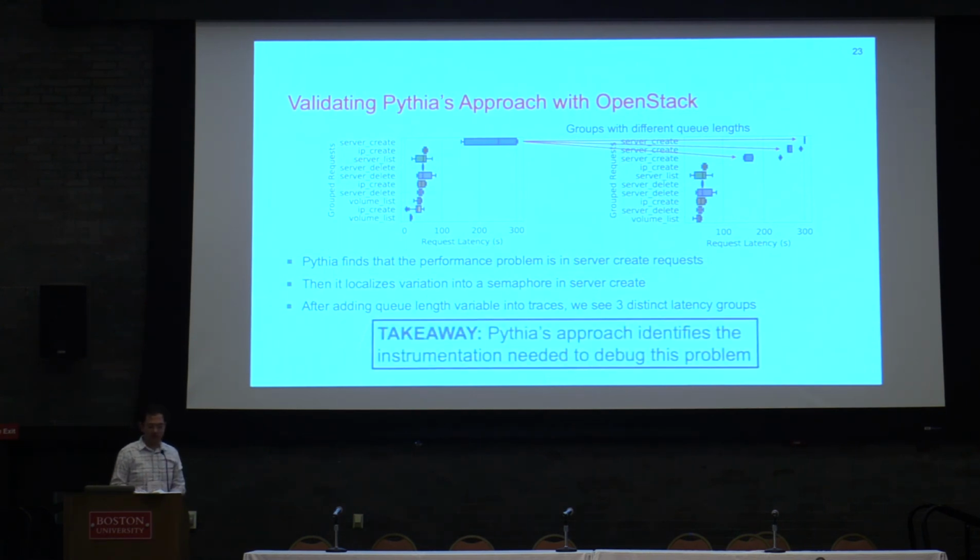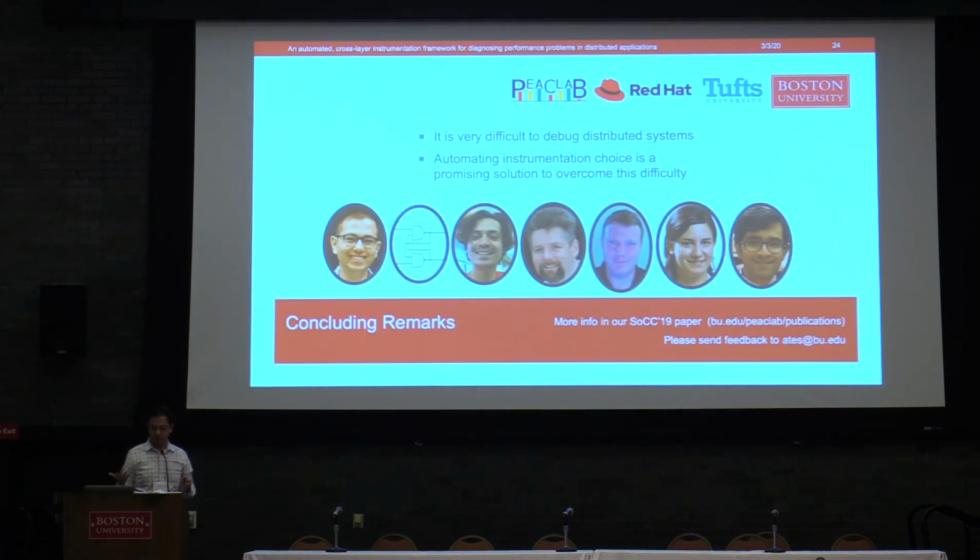So the takeaway from this is that Pythia's approach can actually identify the instrumentation that's needed to debug this problem. In conclusion, it's very difficult to debug distributed systems, and automating instrumentation choice is a promising solution to overcome this difficulty and help debug distributed systems.